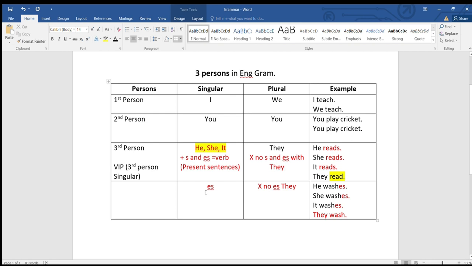Same is the case with the usage of ES in the end of the verb. We are using it with he, she, it, but we are not using it with they. He washes, she washes, it washes, everybody washes. So they wash. We would say the use of third person plural, they wash.